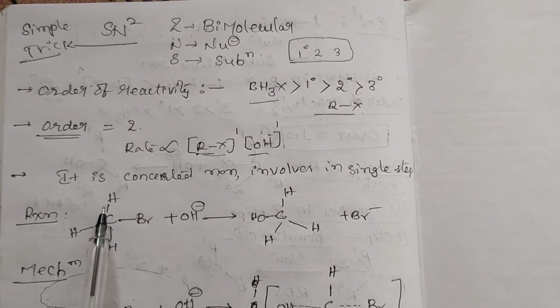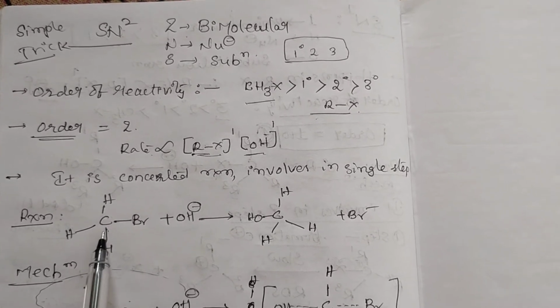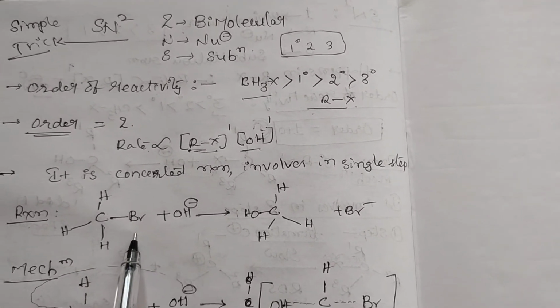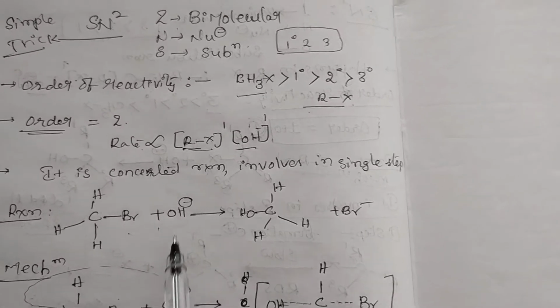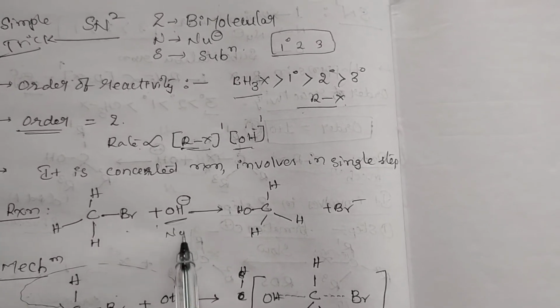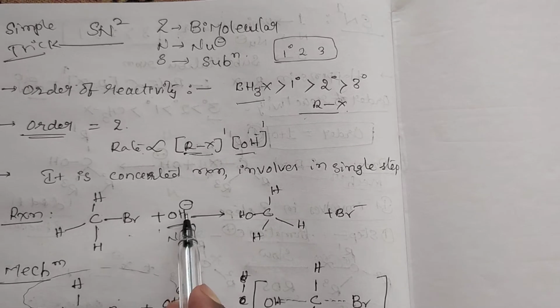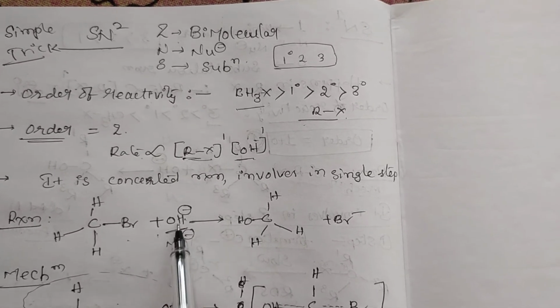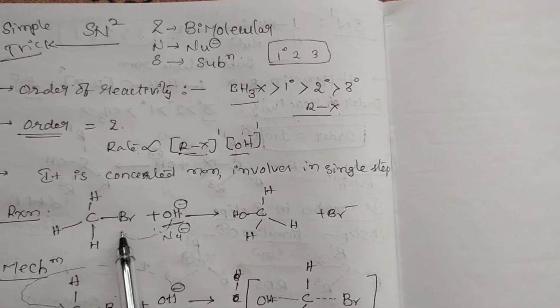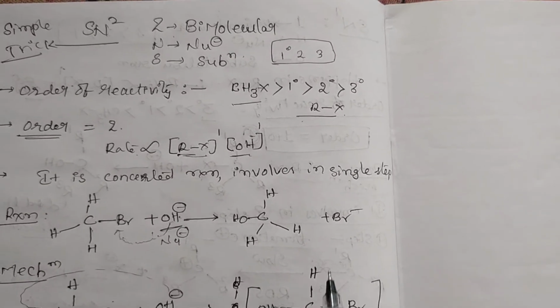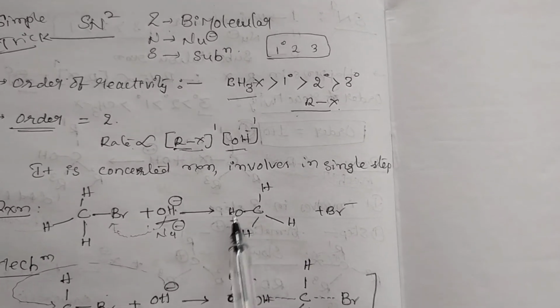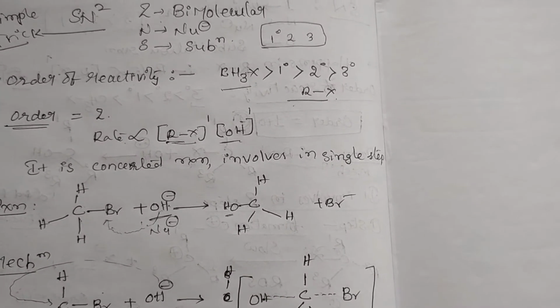Now I am taking methyl halide as the example. C, H, H and Br. This is methyl bromide, plus the nucleophile. What is the nucleophile here? OH minus is the nucleophile. Here this OH minus will substitute the bromine. So you will get an alcoholic group on the carbon, methanol.